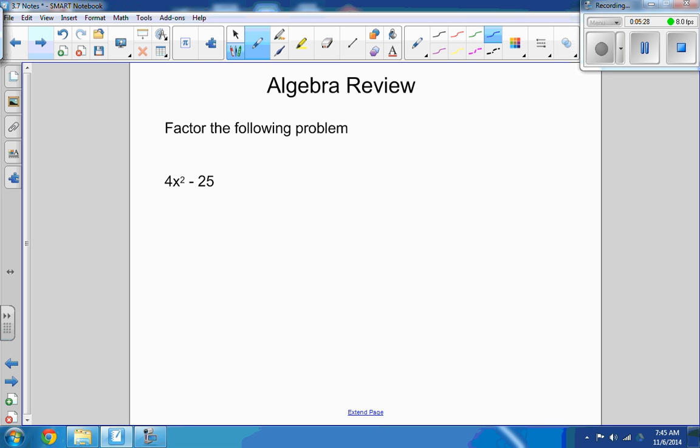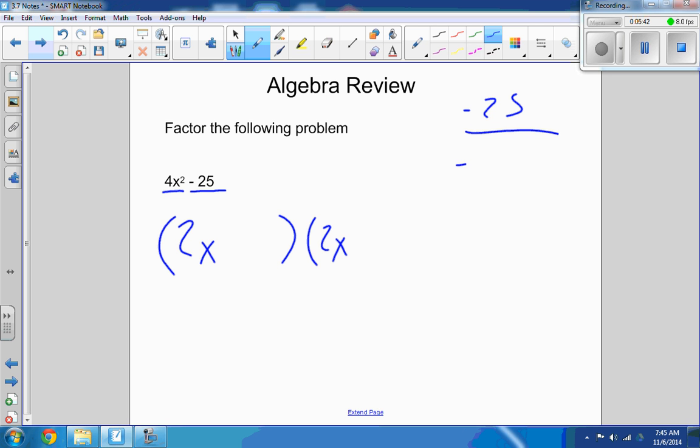And let's factor this problem. It's the same idea. Now notice we have 4x squared. I'm actually going to go ahead and split this up into 2x and 2x. I'm going to do the same thing. Negative 25, well, let's think about that. That splits up into negative 5 and 5. And there we go. There's its factor. That is the end of this lesson.